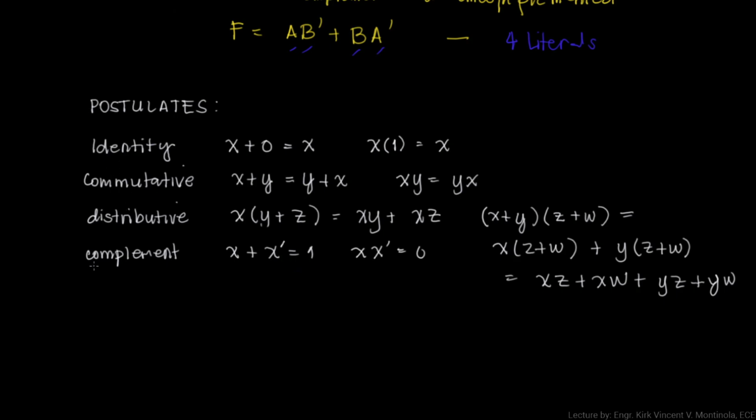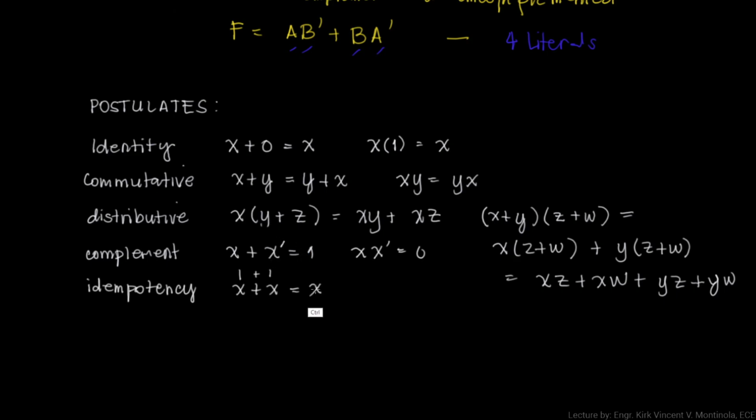And then we have the idempotency postulate. It says that x plus the same x always results in x. Take note that if x is 0, then 0 plus 0 is always 0, so it is equal to x. If x is 1, in Boolean algebra 1 plus 1 is 1. So this one is x, this one is x, and the result is also x.